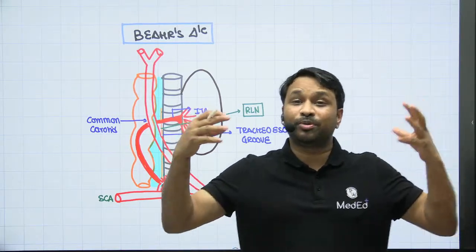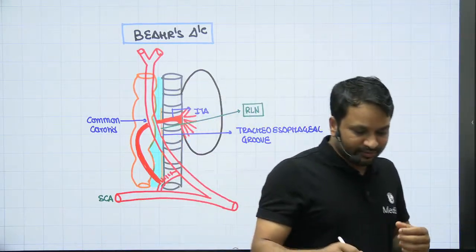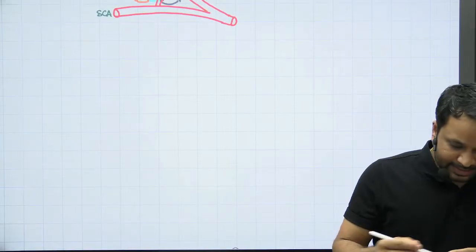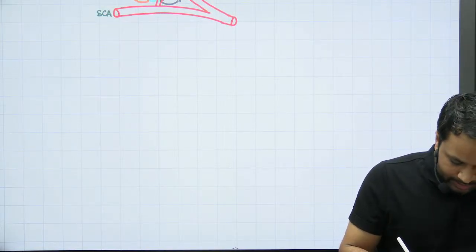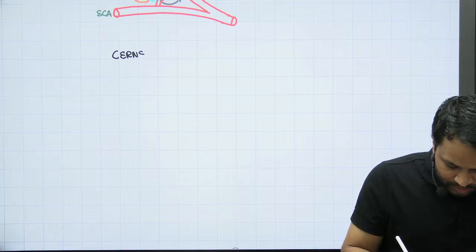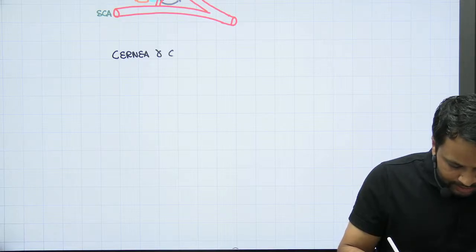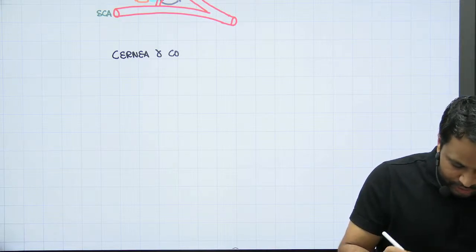Now, in order to prevent such mistakes, we have our good friends, Cernea and colleagues. They came up with a classification. So what is the Cernea and colleagues classification?